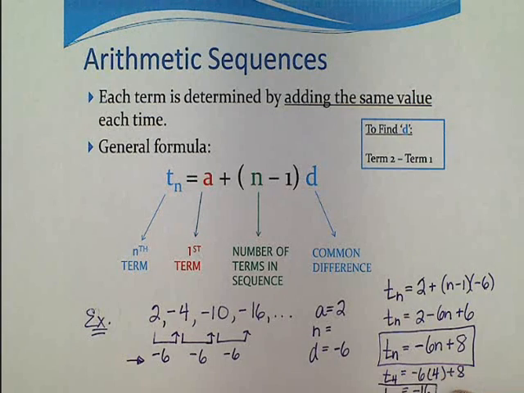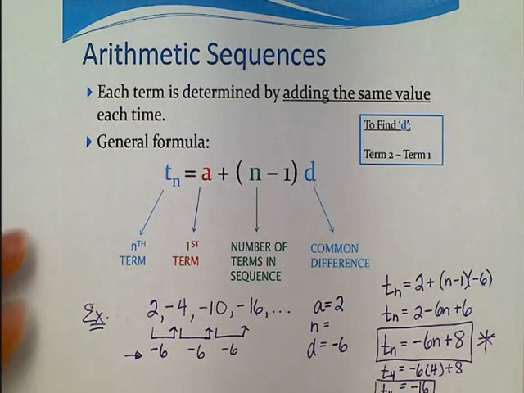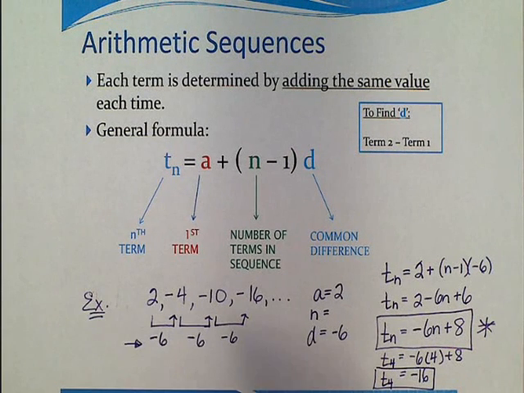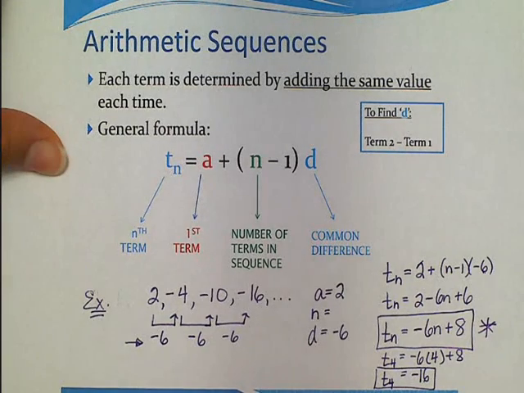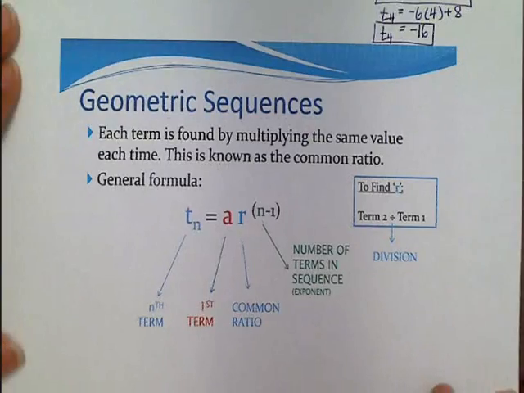So I know that the fourth term is -16. And using this formula here, you should be able to figure out any of the terms in the sequence that you have here. So that's an example of an arithmetic sequence. Okay, common difference, and so you know it's arithmetic.